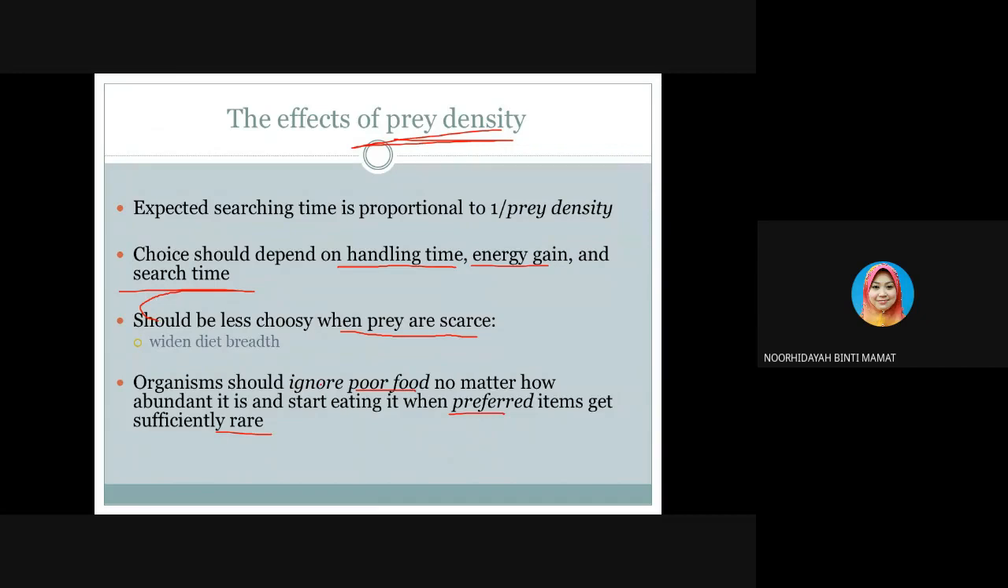Even though the poor food is abundant and has the highest density in their habitat, they will eat the preferred food first. But when the preferred food becomes sufficiently rare, they will start to eat the poor food. So this is the effect of prey density.